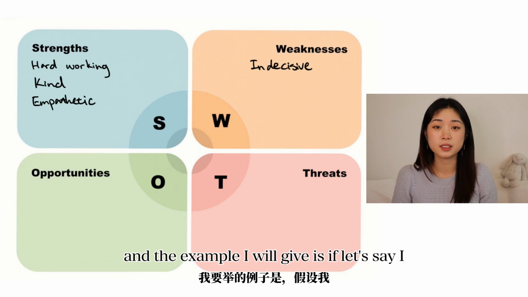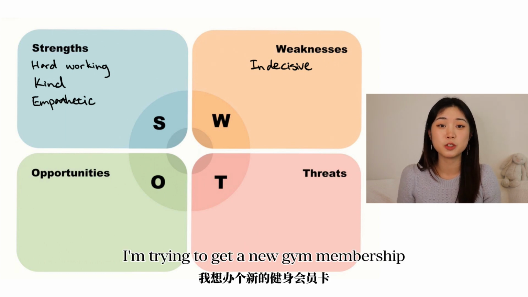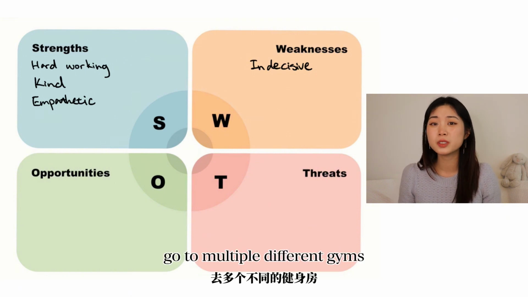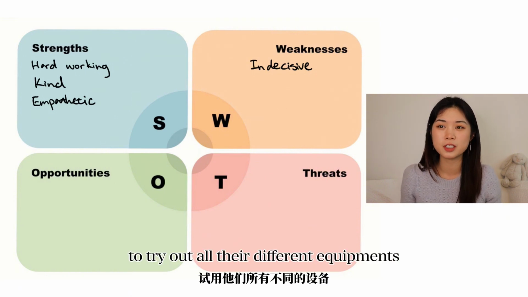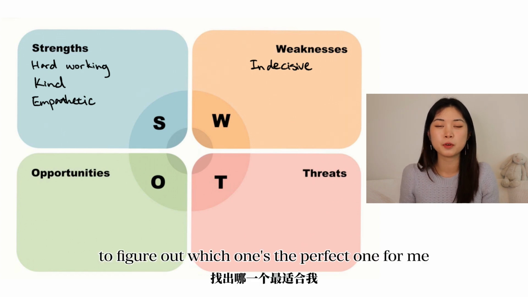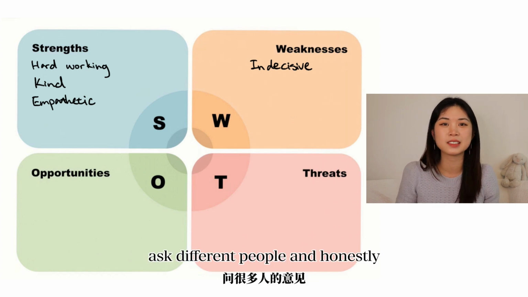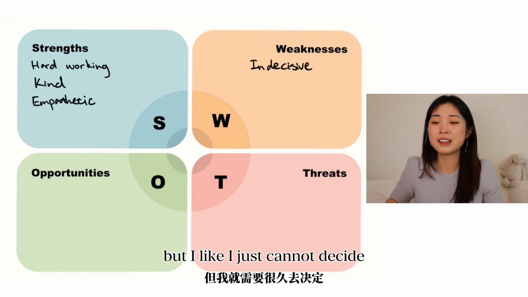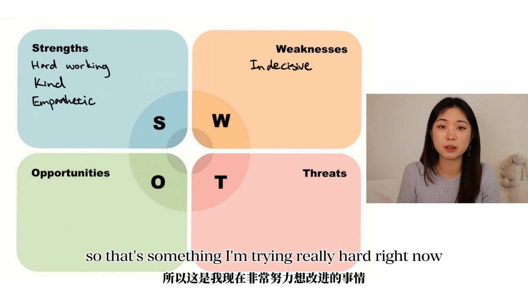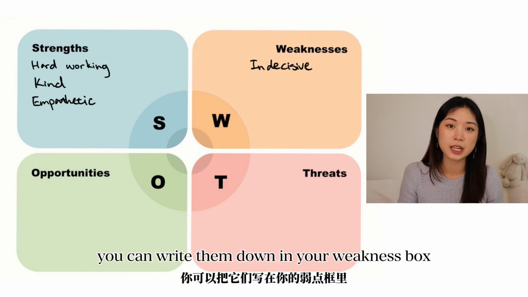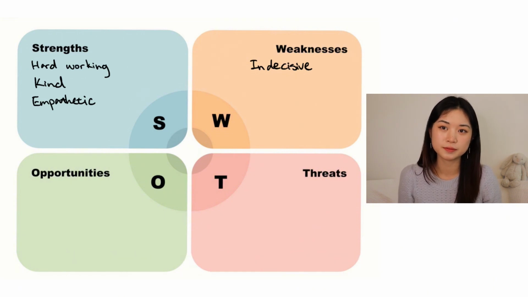The example I will give is, let's say I'm trying to get a new gym membership, I will do tons of research, go to multiple different gyms to try out all their different equipment and whatever they have to figure out which one's the perfect one for me, and go back and forth and ask different people. And honestly, it was just a gym membership, but I just cannot decide. So that's something I'm trying really hard right now to improve on. So whatever weakness that you might have, you can write them down in your weakness box.